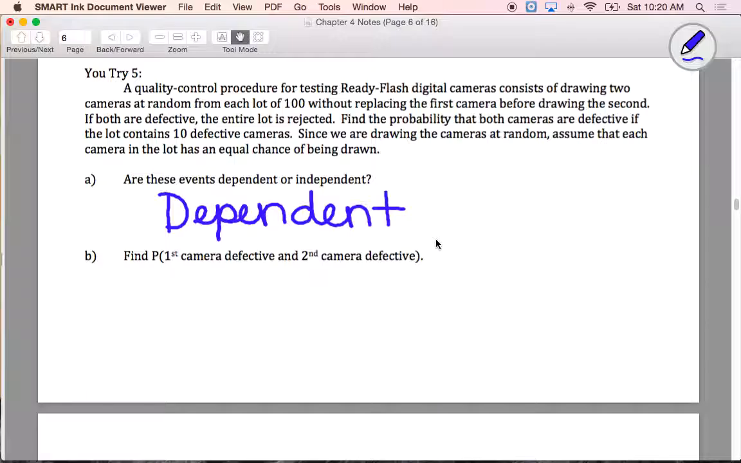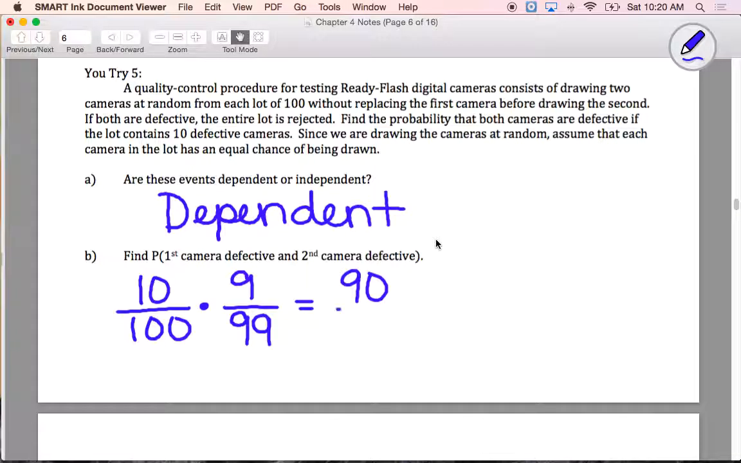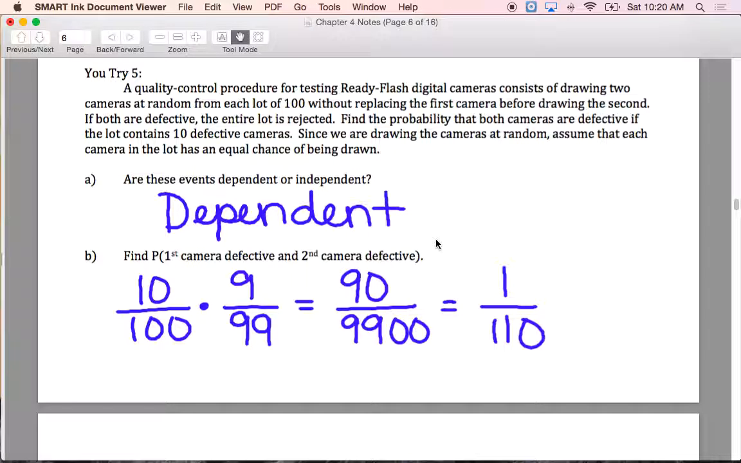So the probability of the first camera being defective is 10 out of 100, because there are 100 in the group. Now, if you've taken out a defective camera, we don't have 10 anymore, we have 9. We also don't have 100 total, we have 99 total. So we're going to multiply those together, and we've got 1 out of 110 for our final answer.